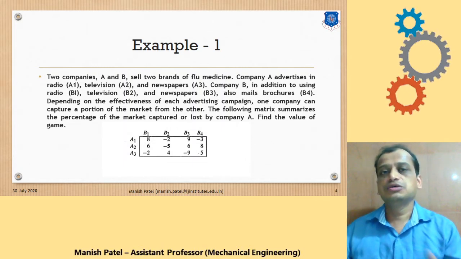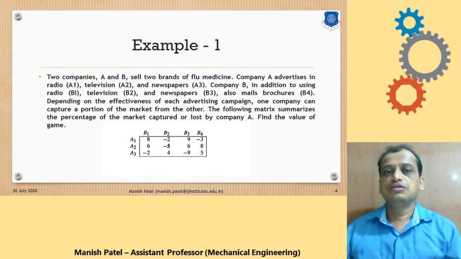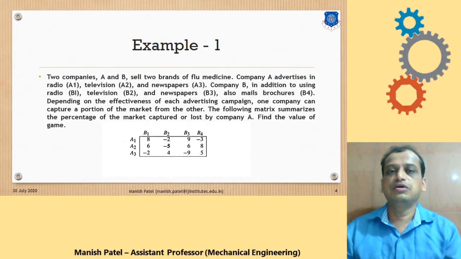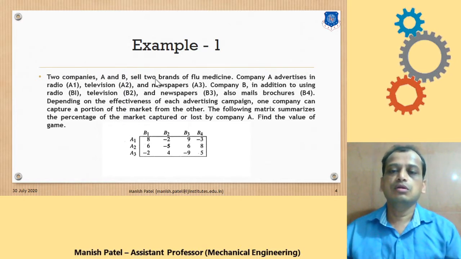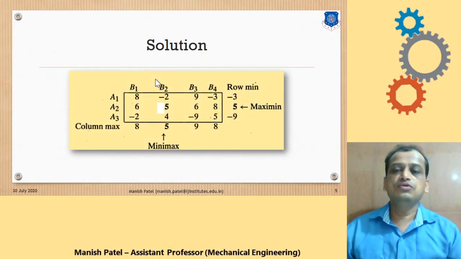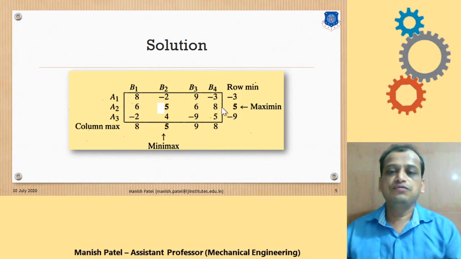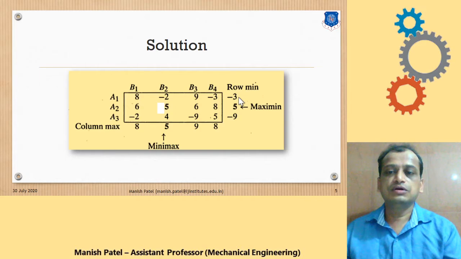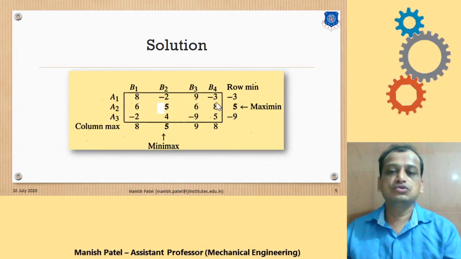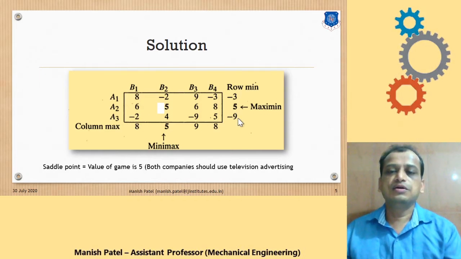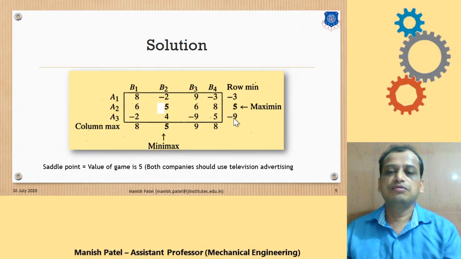So what is the first step in the flow chart? The first step was to find out the saddle point. So let's look into this matrix and find out the saddle point. Now here, first of all we will find out the row minimum in the matrix. Row wise, in this first row the minimum is -3. Clear? In the second row the minimum is 5. This one. Clear? The third one you have the minimum of -9.